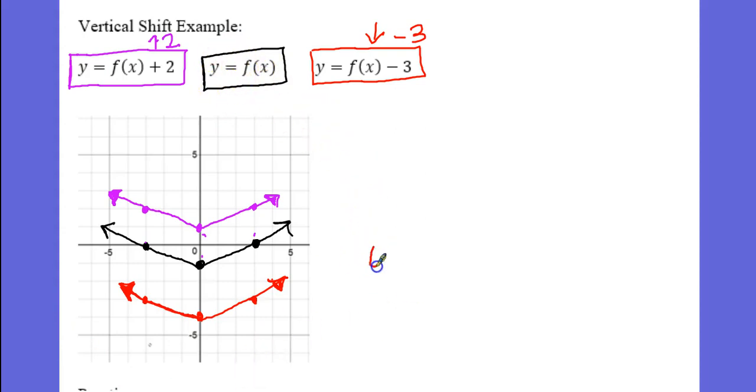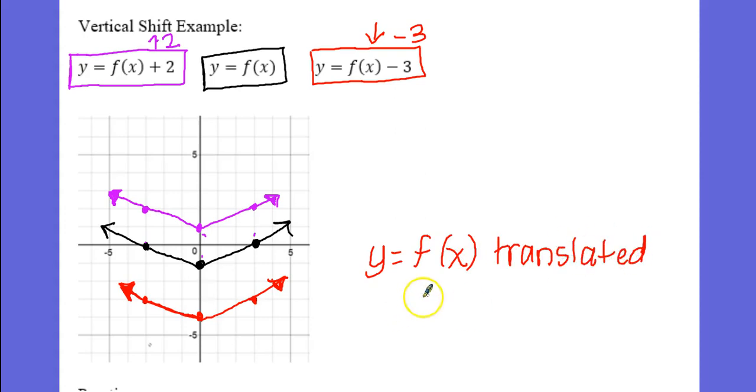So for my red one, I'm going to say y equals f of x translated 3 units down. And I've meant to do this the whole time for every transformation that we have performed. I just am old and tired and I forget.